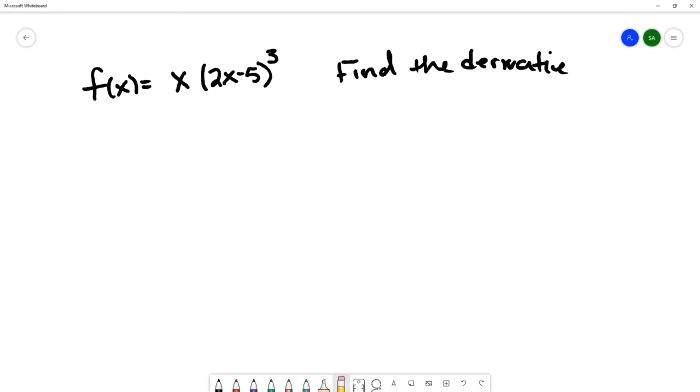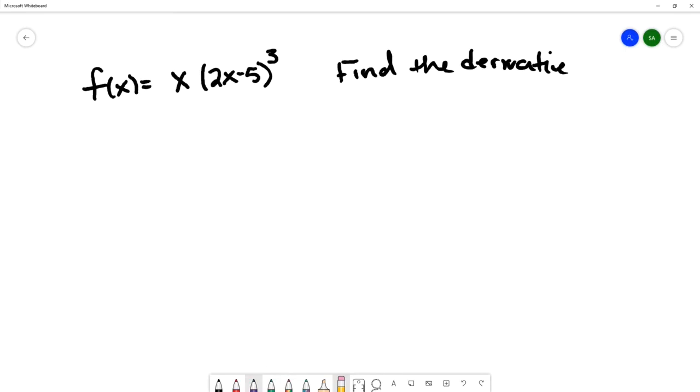On this question, we want to find the derivative of the function f of x equals x times (2x minus 5) cubed. So when we're finding the derivative, we first want to take a look at our function and decide what rules we're going to be using when we do our calculation.